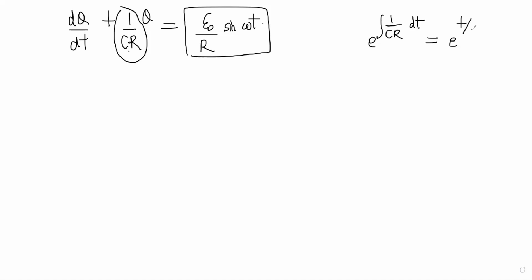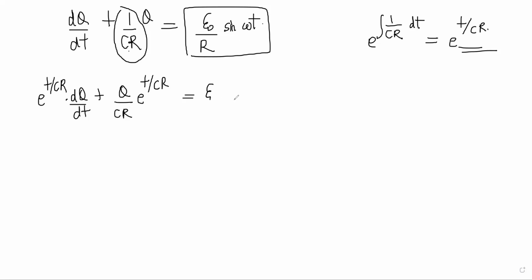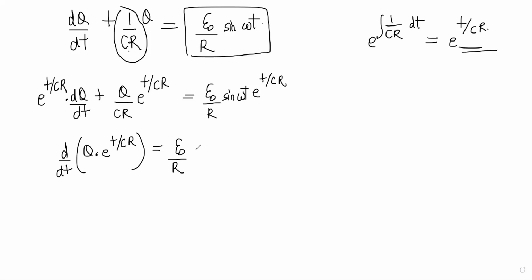So it is e power t by CR, and that is what I have to multiply on both sides. So I'll do e power t by CR into dq by dt plus q by CR e power t by CR is equal to E naught by R sine omega t e power t by CR. Now we'll notice that this is just the derivative of q into e power t by CR, d by dt. Check it. The derivative of this is this. So it is equal to sine omega t e power t by CR.